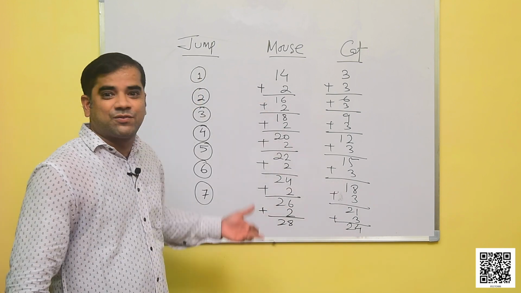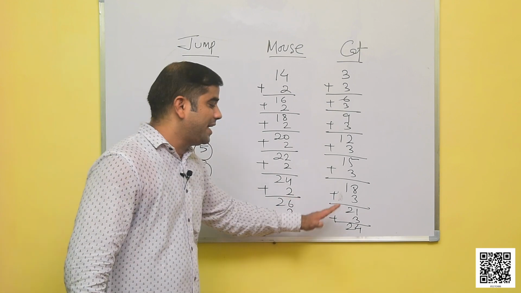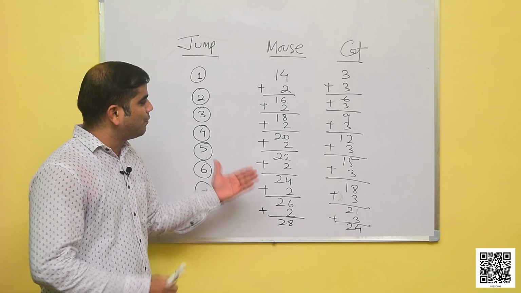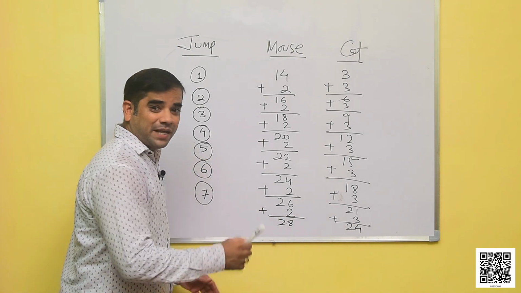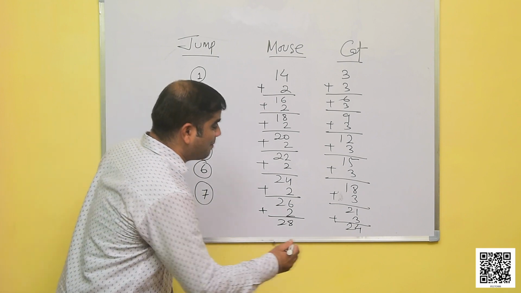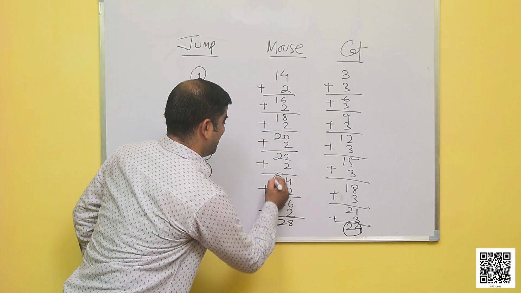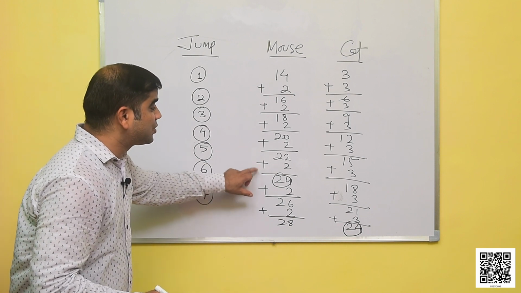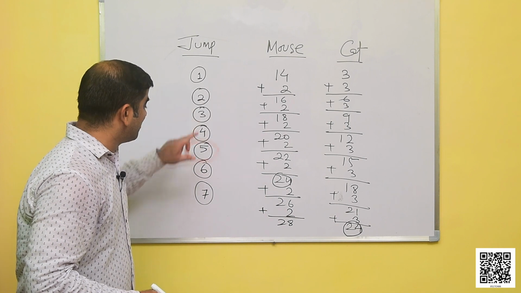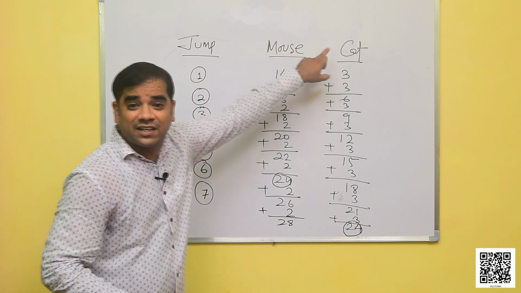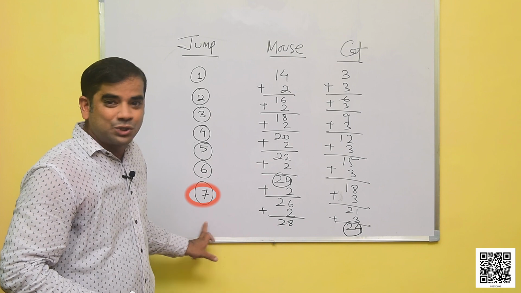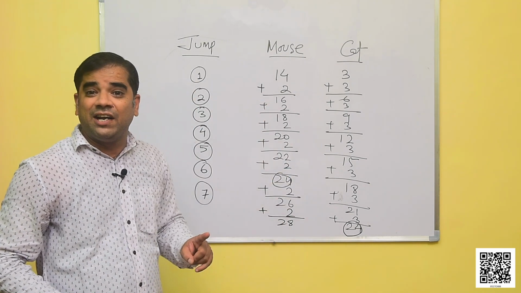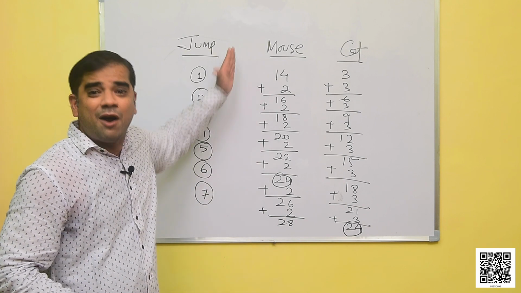So, in this way, if they keep on going, the cat will never be able to catch the mouse. But one thing is for sure, that both of them, the cat and the mouse, come to the 24th step. But you need to remember that at this 24th step, the mouse comes at its 5th jump when the cat comes at its 7th jump. So they will not be able to meet each other. That's why the cat will never be able to catch the mouse.